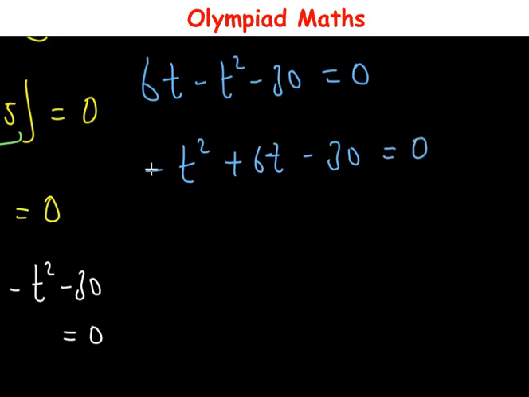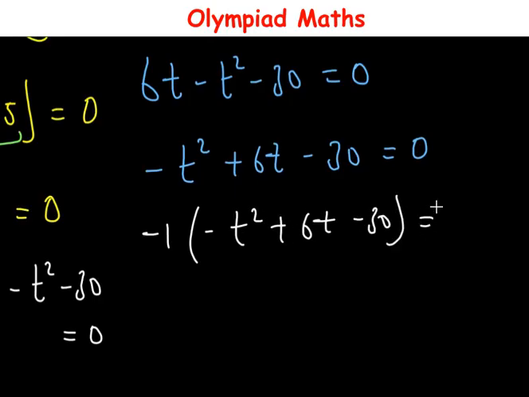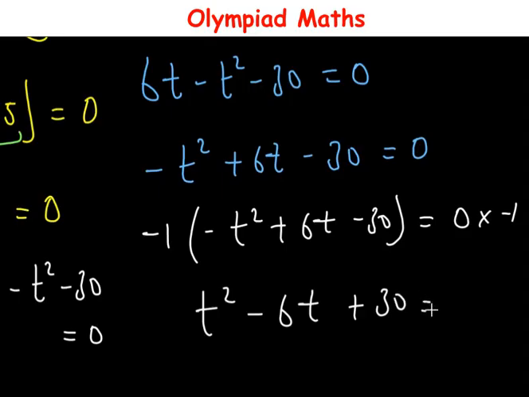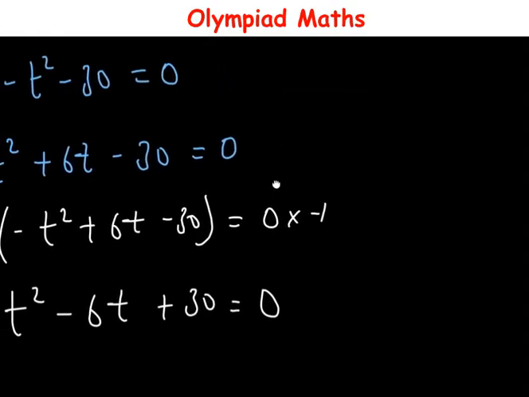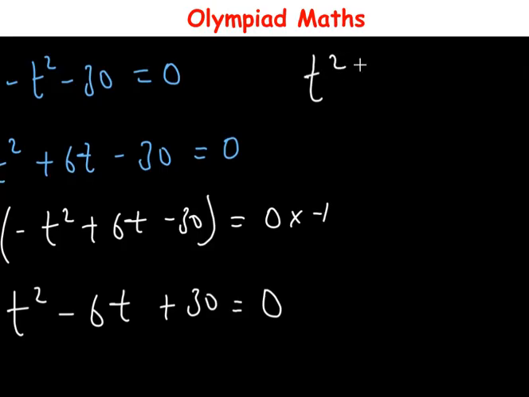So from here, we need to eliminate this minus from here. And to do so, multiply the equation by minus 1. So minus 1 multiplied by minus t squared is equal to 0 times minus 1. Now, minus 1 times minus t squared is plus t squared. Minus 1 times plus 6t is minus 6t. Minus 1 times minus 30 is plus 30 equals 0 times minus 1 is 0. Now, with this, we have a quadratic equation. We have t squared minus 6t plus 30 equals 0.